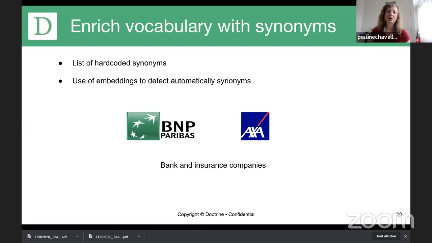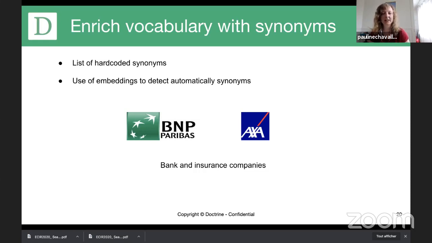We also enrich our vocabulary with a lot of synonyms. So, first we have a list of hard-coded synonyms. This is quite simple. And we also use embeddings. As I said, we trained our own embeddings, fine-tuned on the legal domain. So we are able to detect automatically synonyms in the legal field.